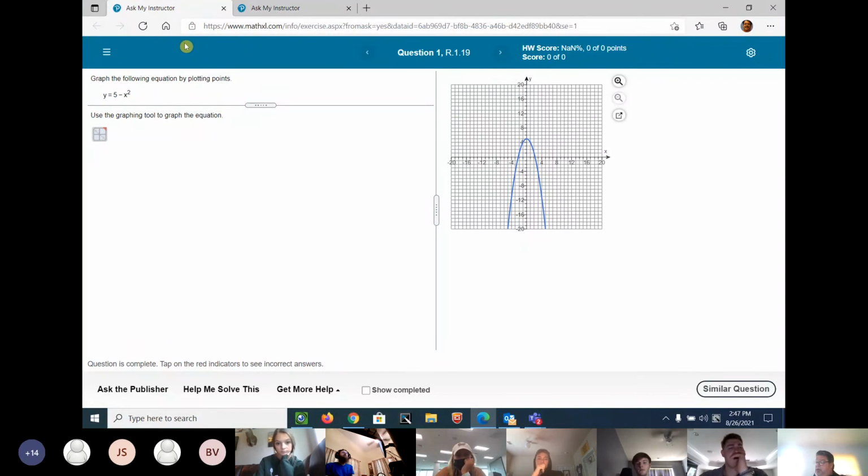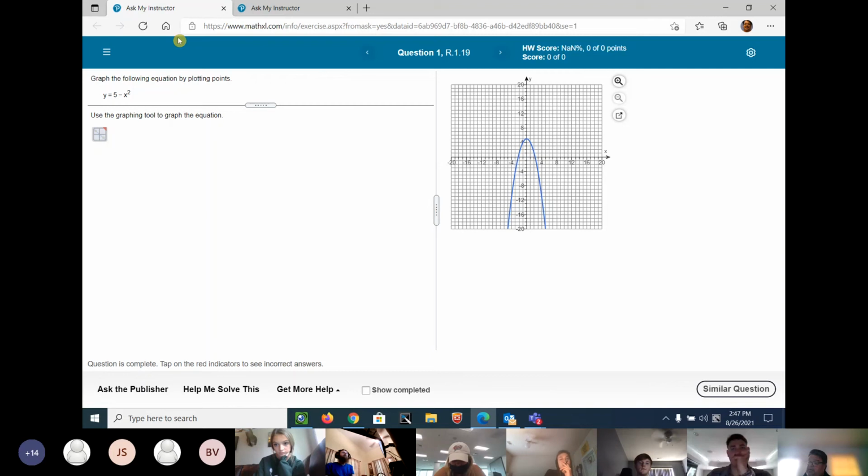Okay. Oh, and it is. Oh, it's negative. It'd be negative. I messed up. So I forgot the negative. Let me start over. I always mess up on the first one. Y is equal to -x squared plus 5.